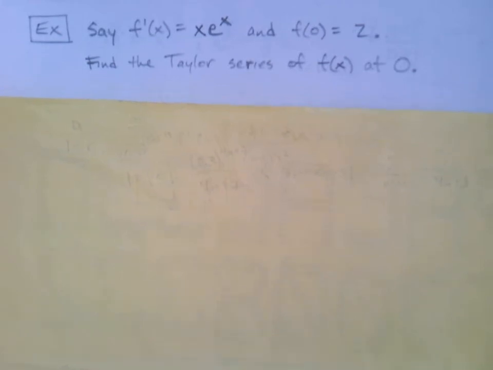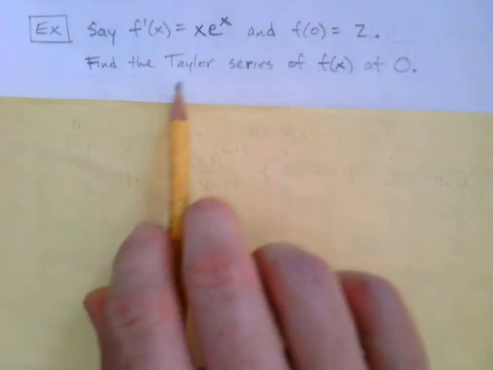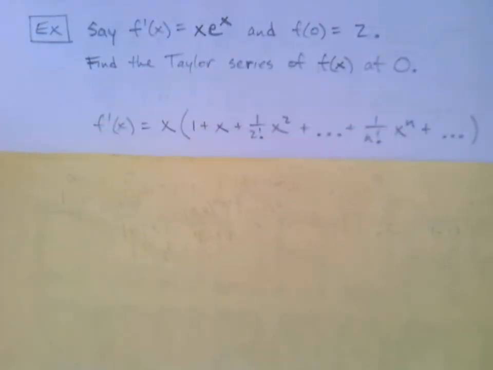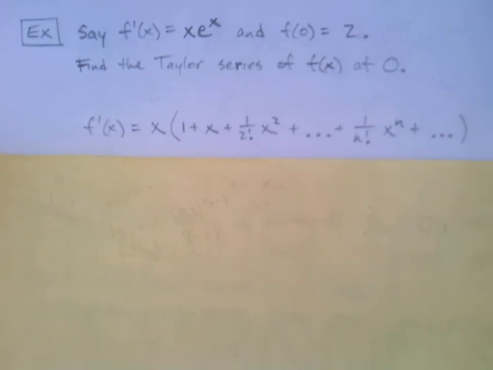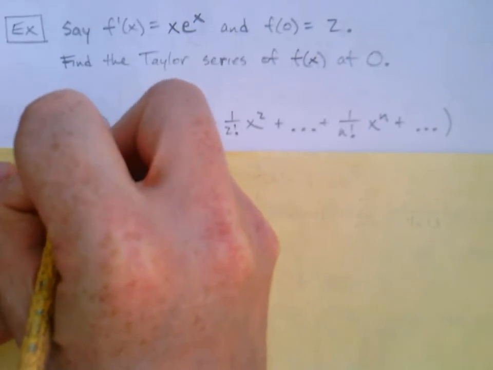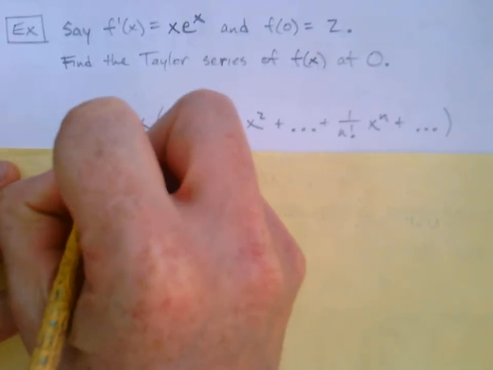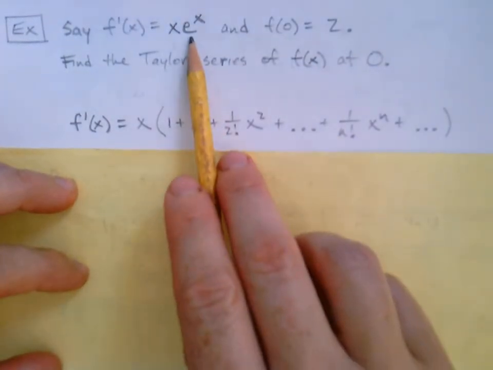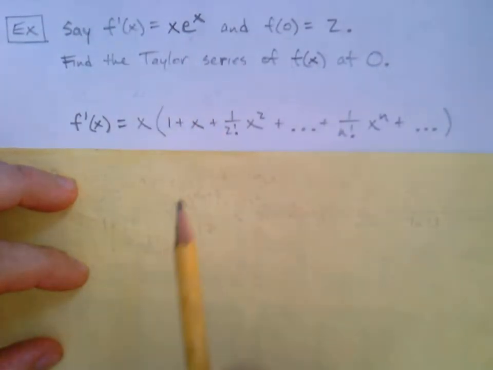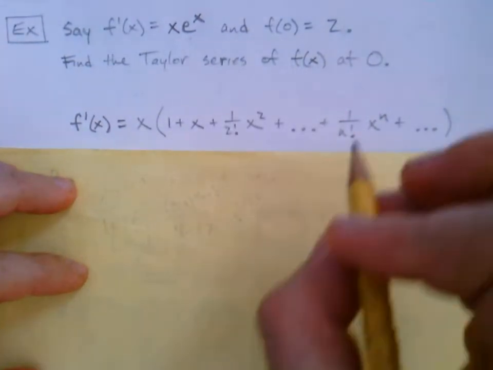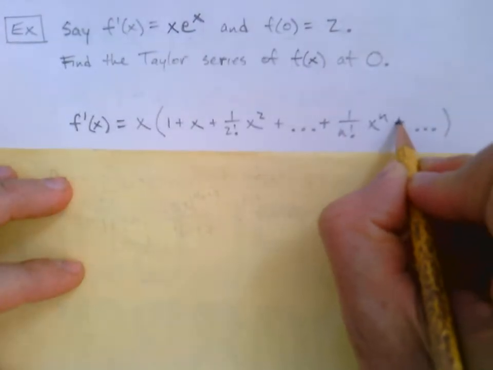Let's see. Well, x e to the x. I know the Taylor series for e to the x. So let's start with that. Rewrite f prime of x as x times the Taylor series for e to the x. Just replace that guy right there: 1 plus x plus 1 over 2 factorial x squared plus dot dot dot plus 1 over n factorial x to the n plus dot dot dot.